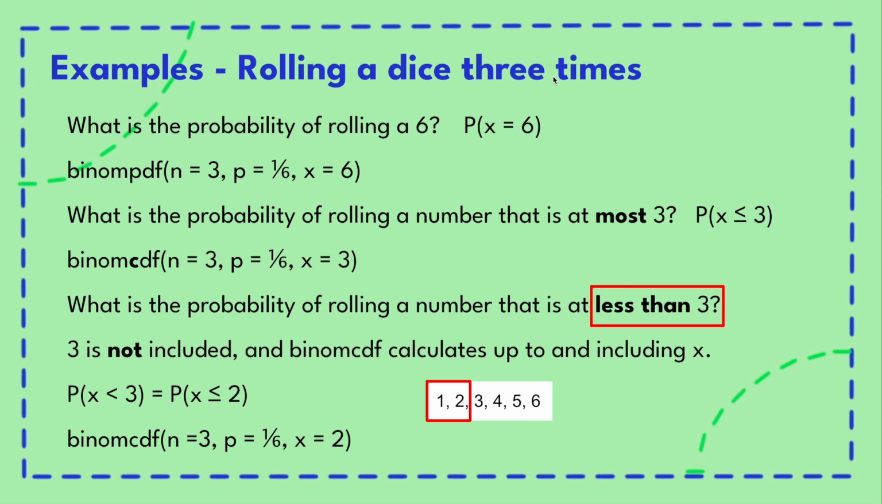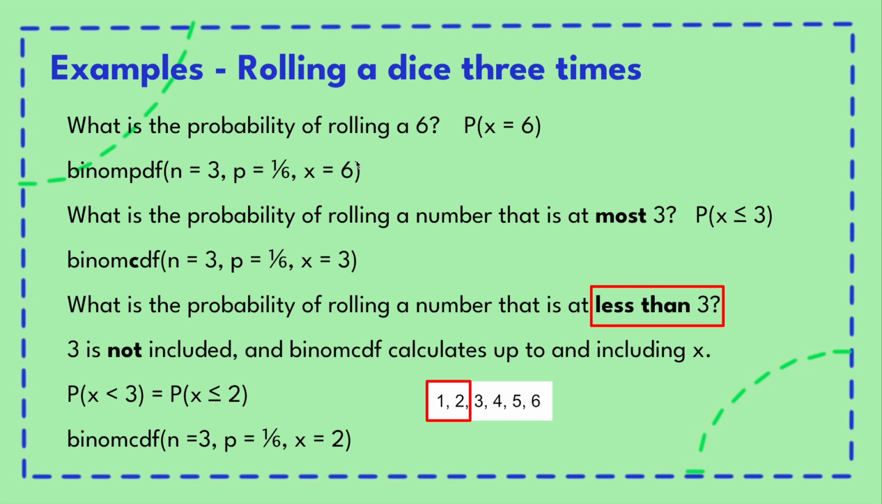So we were just talking about this, the probability of rolling a 6. Always include your P statement, your probability statement, x is equal to 6. That's the specific value we are looking for. Binomial PDF, n is equal to 3. That's 3 trials. p is equal to 1/6, our probability of success. And x is going to be equal to 6. So when we type it in the calculator, we'll find the probability of rolling that specific number in that specific instance.